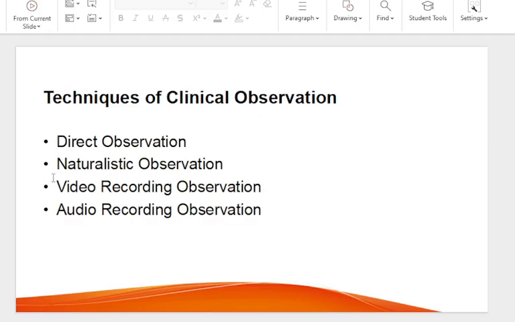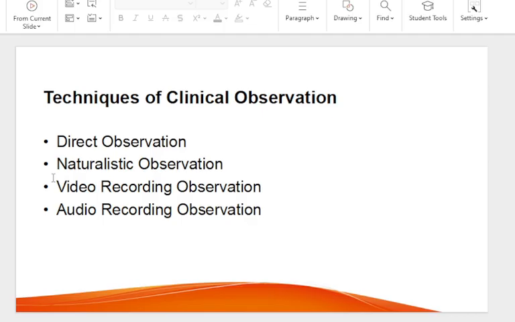Then we have the audio recording observation. Audio recording observation is quite peculiar to clients that have speech disorders. So you want to know what exact terms, what exact commands they are not able to make, which letters they are avoiding, which consonants they are not able to pronounce, or what words they are not able to pronounce.